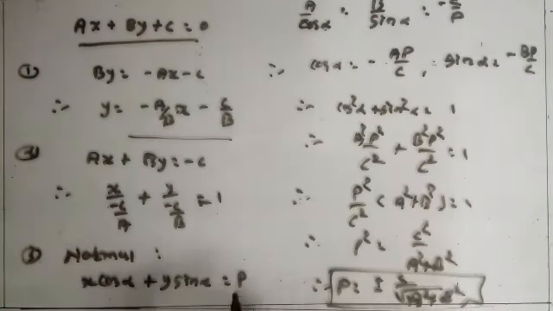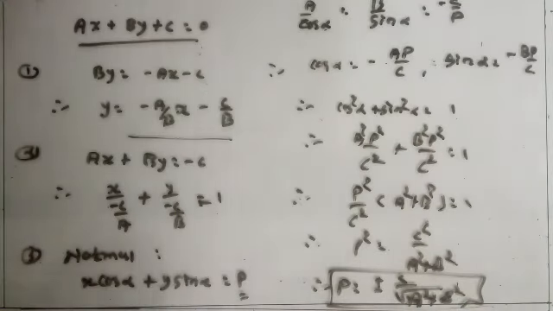So this becomes the value of p. If c is positive, then we take positive. If c is negative, then we take negative, because p is the length of the perpendicular from the origin to the line, and the distance is always positive. Or p is equal to mod c upon root of a square plus b square.